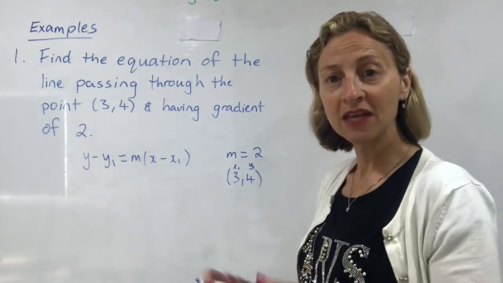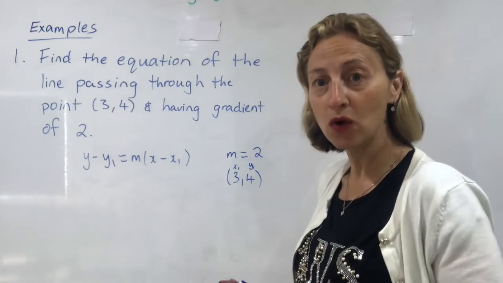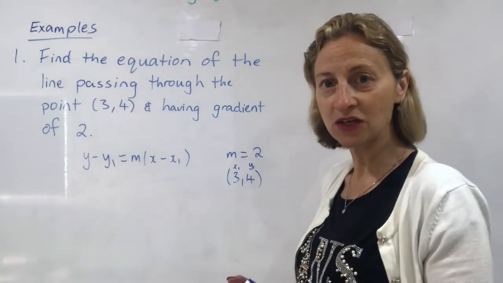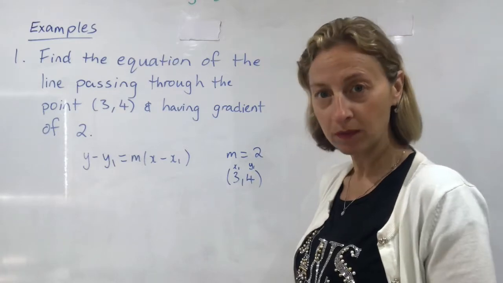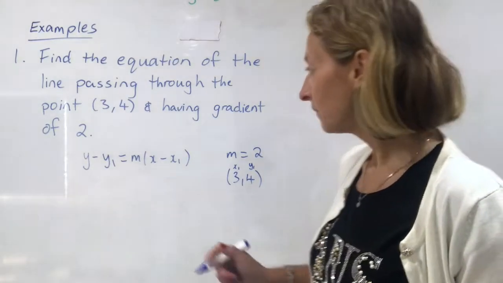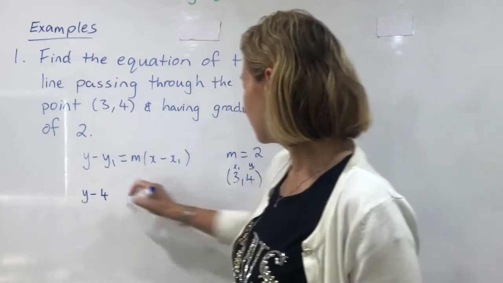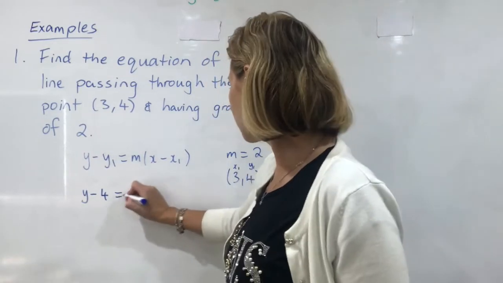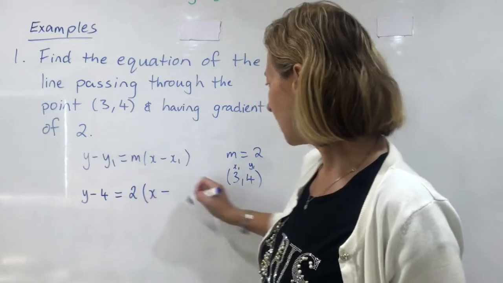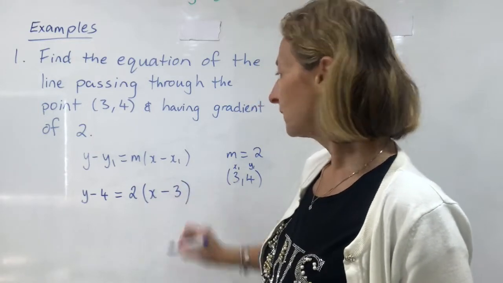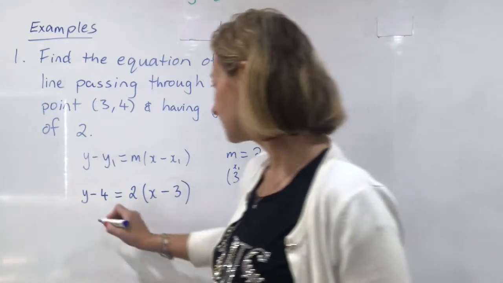Label it, because it makes everything easier when you label things, then you know where it's supposed to go. Don't get lazy and don't label it. People who get lazy get things wrong. We don't want to be getting things wrong. All I need to do now is sub everything in the right spot. Y minus y1 equals m, which is 2, times (x minus x1), which is 3. And now I just need to expand the brackets.